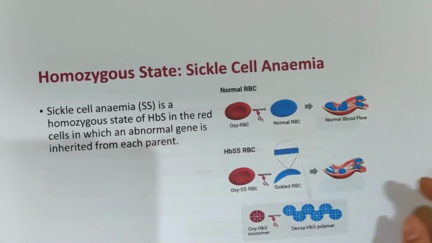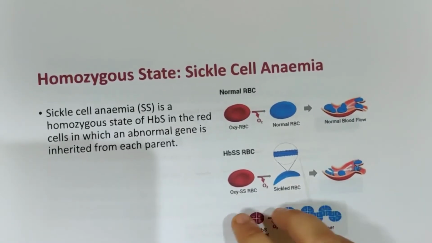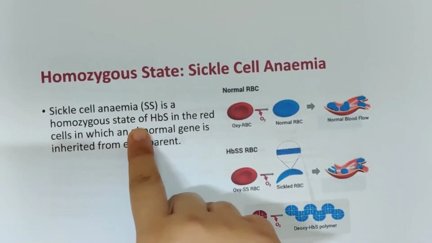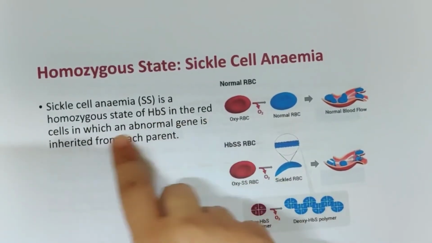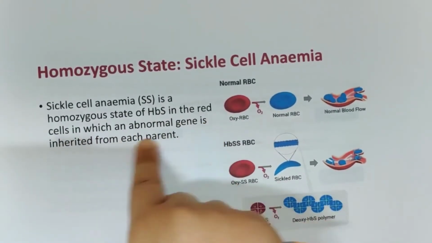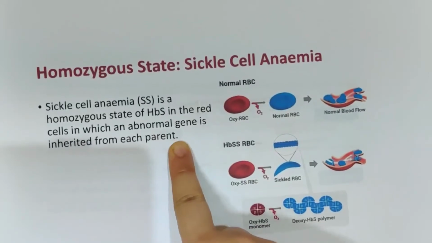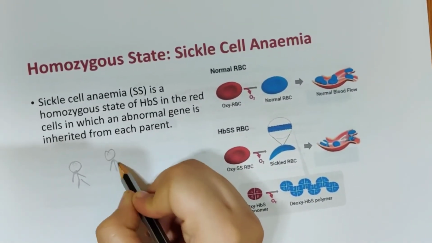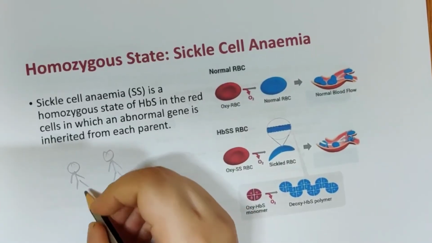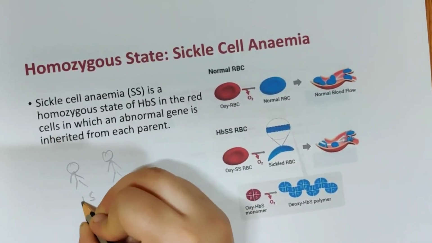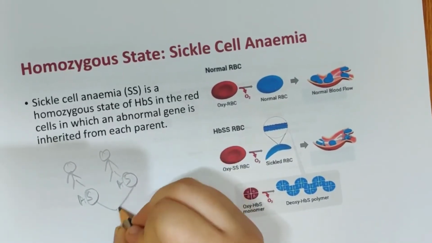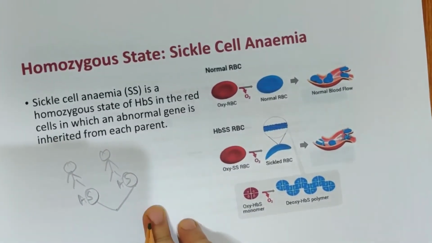Now coming to the homozygous state. Sickle cell anemia is the homozygous state of HbS in the red cell, in which an abnormal gene is inherited from each parent. So from each parent, father and mother, you have one abnormal gene coming from both parents.